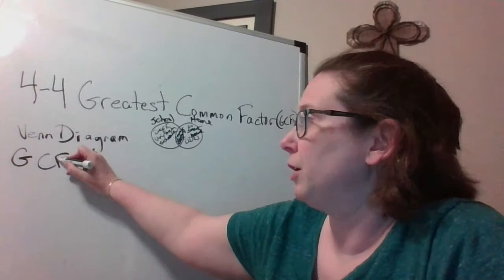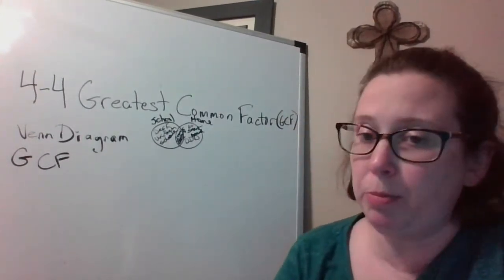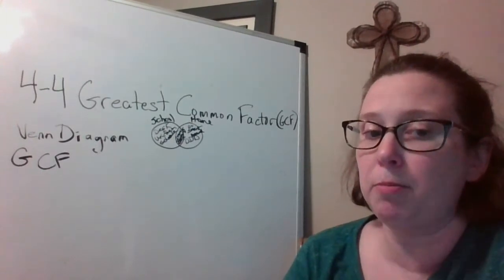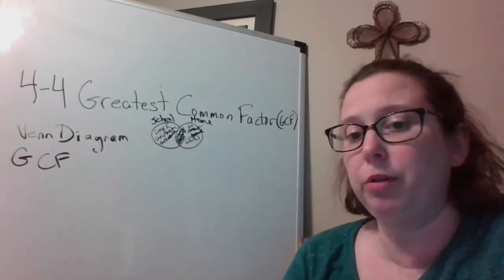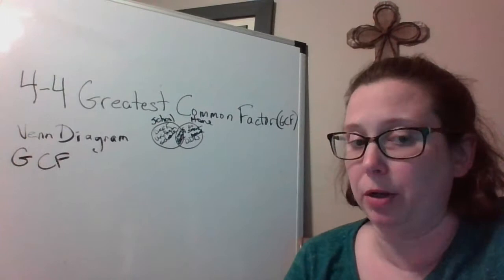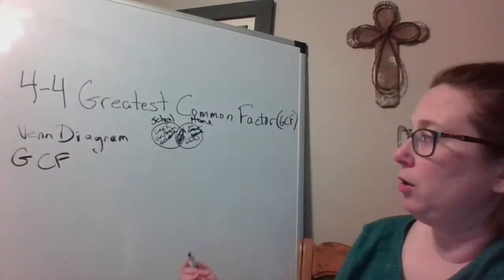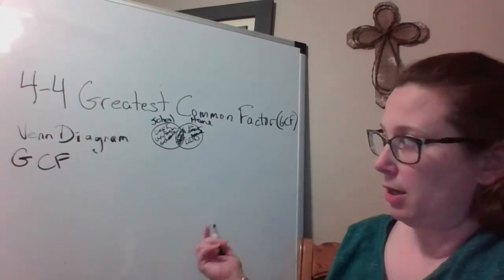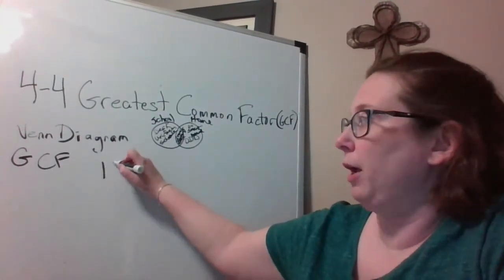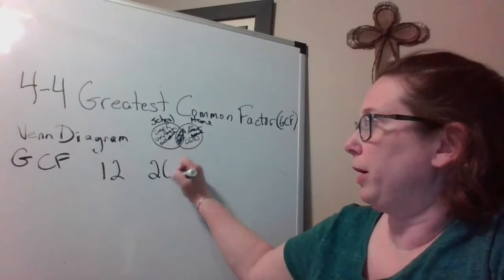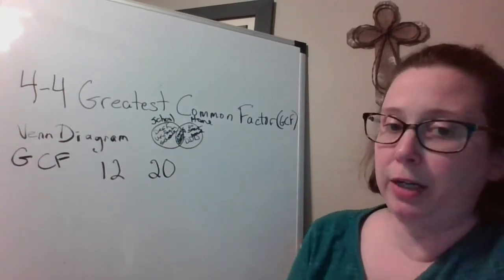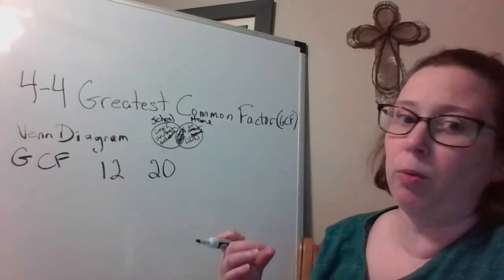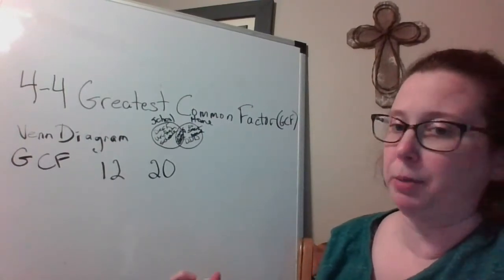Greatest common factor is when you have two numbers and you're trying to figure out what is the biggest number that goes into both of those numbers without a remainder. So when you are given two numbers, say we're going to look at 12 and 20. When you're finding that greatest common factor, you're looking for what number goes into both of our numbers.